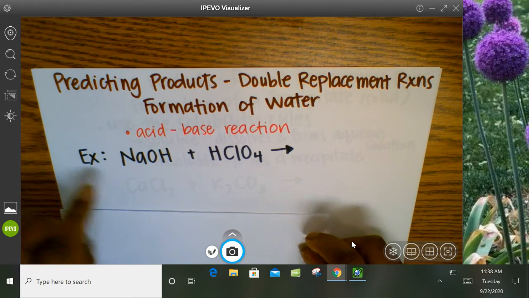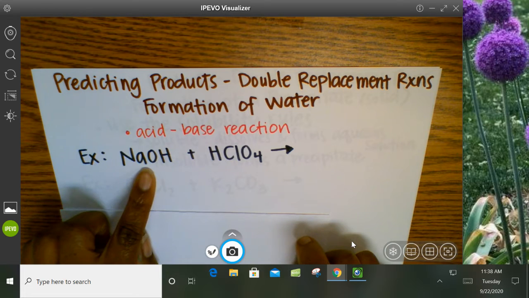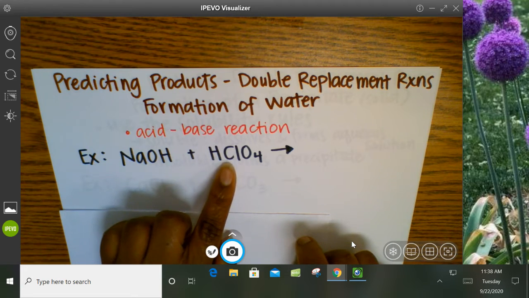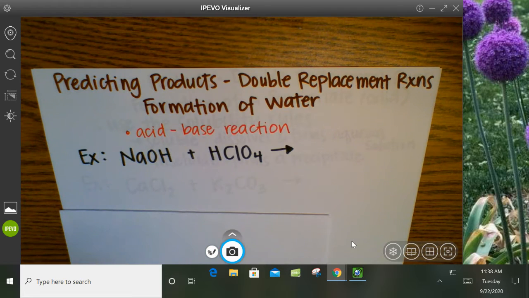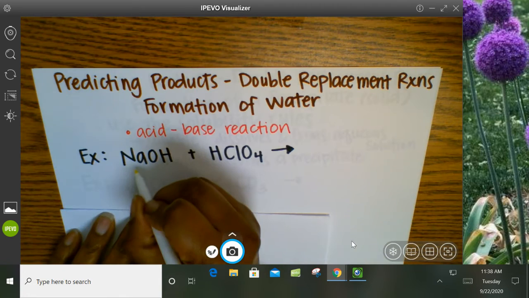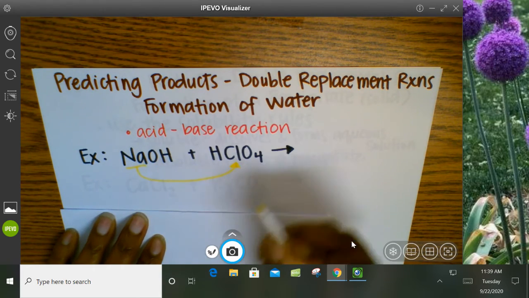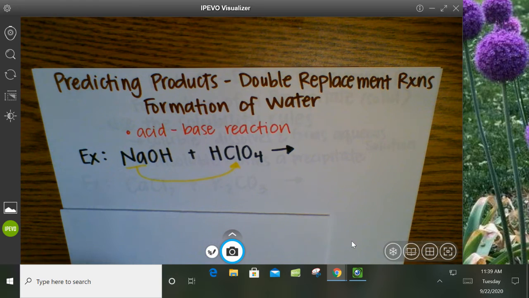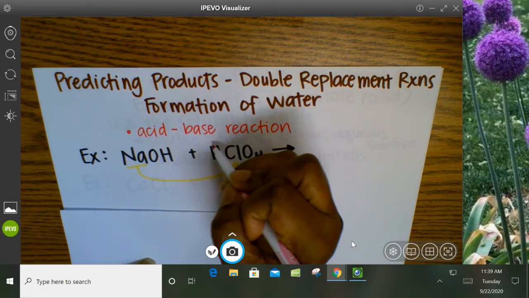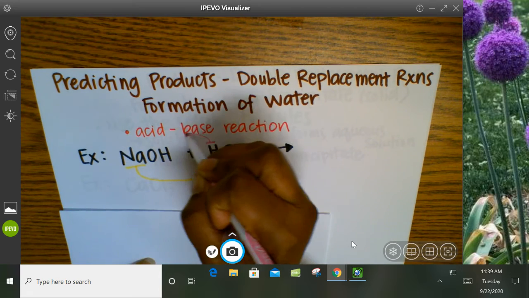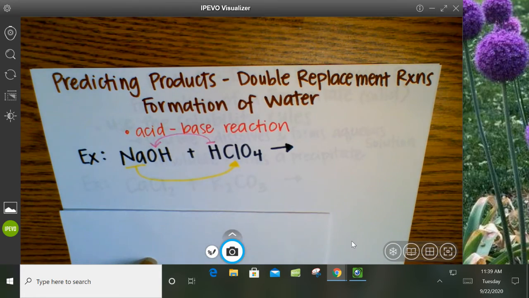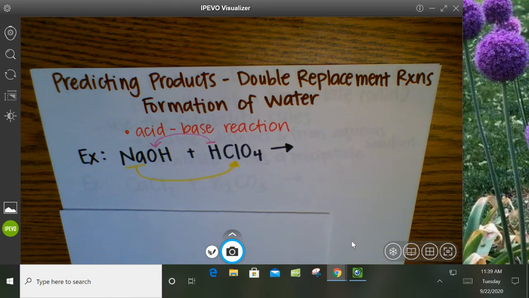Okay, so we have sodium hydroxide, which is my base, and perchloric acid. These two substances are going to mix, but it's just going to be like any other double replacement reaction, where this cation is going to connect with that anion, and then you'll have this cation here connecting with the hydroxide anion. And so it will look like this in terms of products.